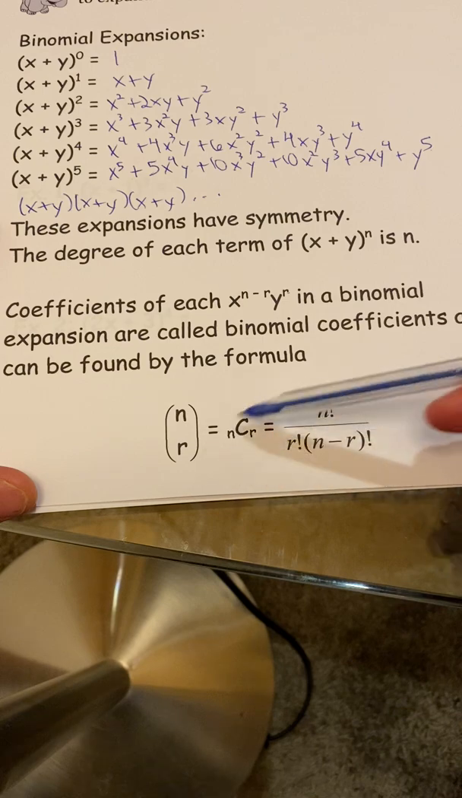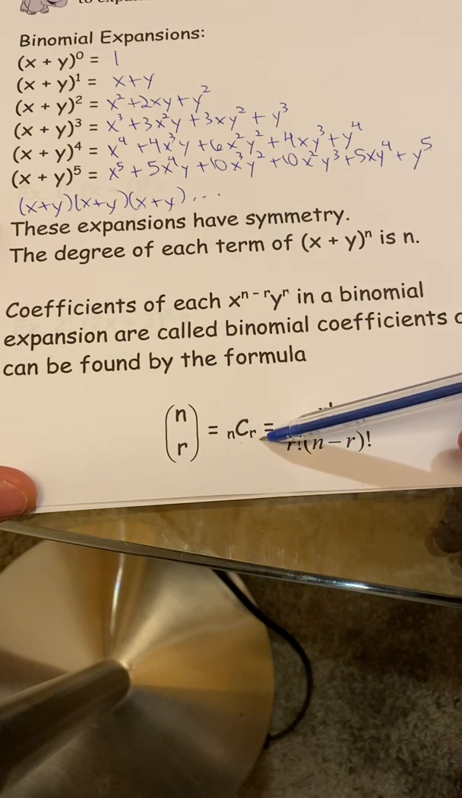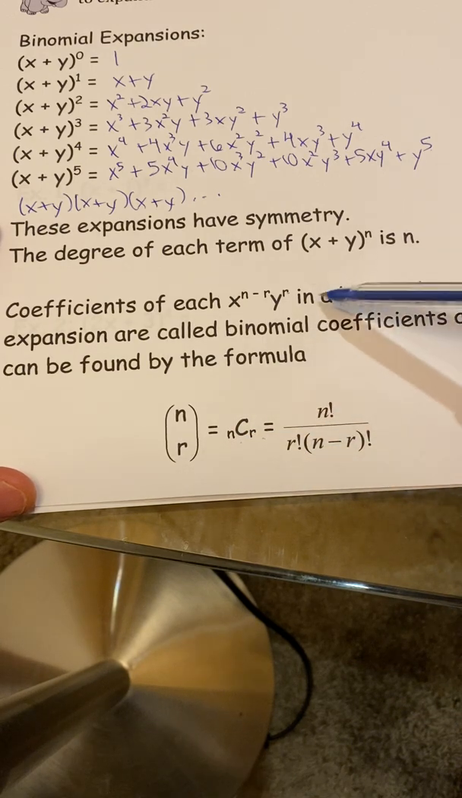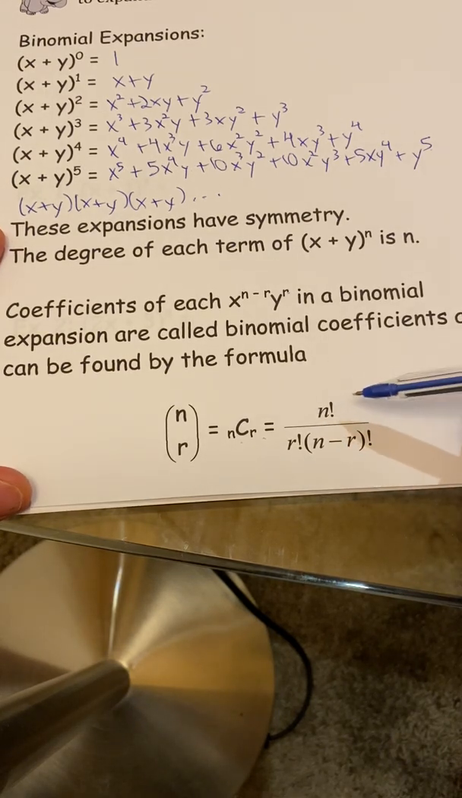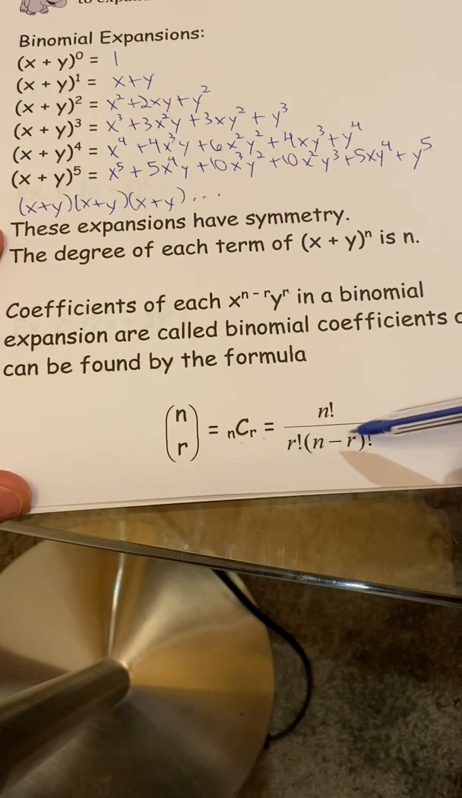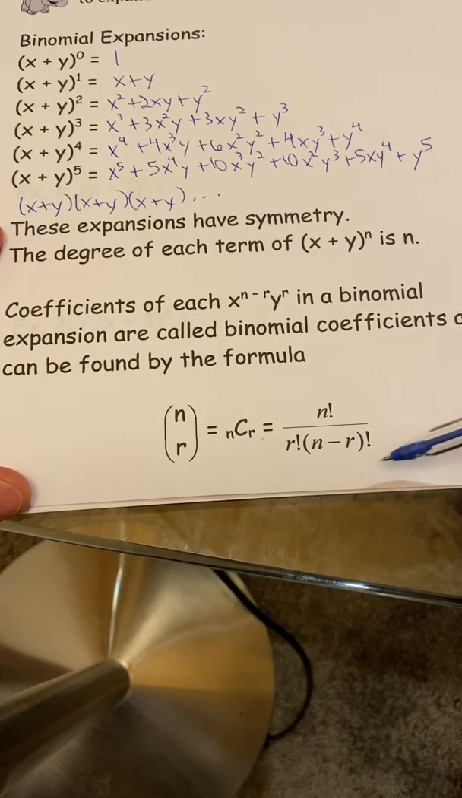That is what's known as nCr. This is a combination. There is a formula on your calculator for doing this. The actual formula is n factorial divided by r factorial times n minus r factorial.